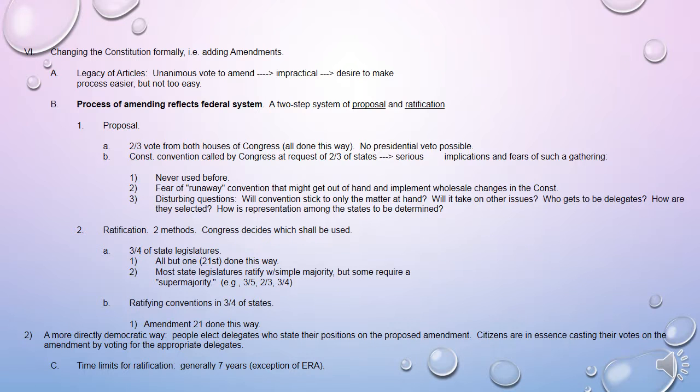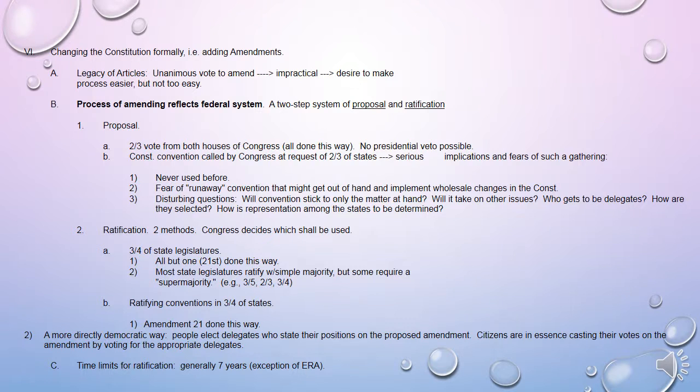Okay, so ratification. Proposal, 2/3 from both houses, is how it's done. Then Congress decides which method shall be used for ratification. You can have 3/4 of state legislatures; all but the 21st amendment have been done this way. Most state legislatures ratify with a simple majority, but some require a supermajority, and states get to decide how they want to do that. And then there are ratifying conventions in 3/4 of states; Amendment 21 was done this way.